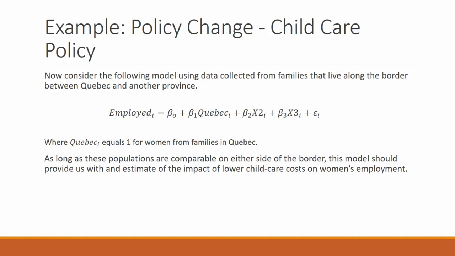However, now, because of the policy change, mothers on the Quebec side of the border have access to subsidized, low-cost childcare. Whereas mothers on the other side of the border do not have access to low-cost childcare. And so now what we could do is use this policy change that occurred in Quebec as a source of variation. Now, instead of using childcare costs as our independent variable of interest, we will use Quebec as our independent variable of interest, using this sample of data for families that live right along the border. As long as the populations are comparable on either side of the border, this model should provide us with an estimate of the impact of lower childcare costs on women's employment.